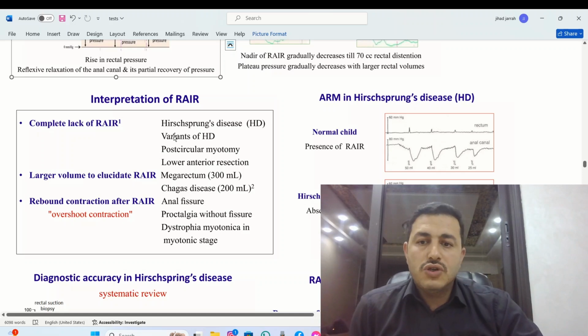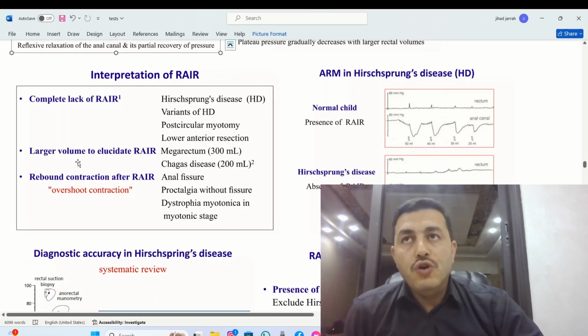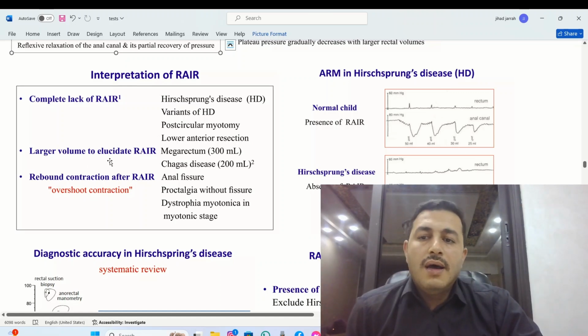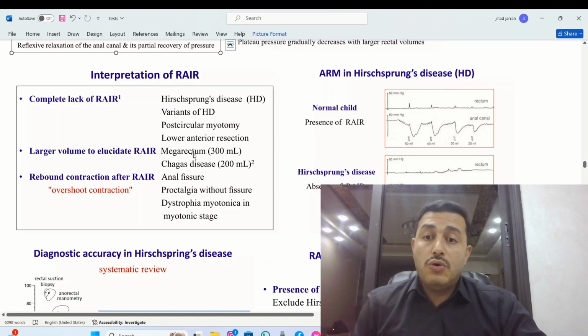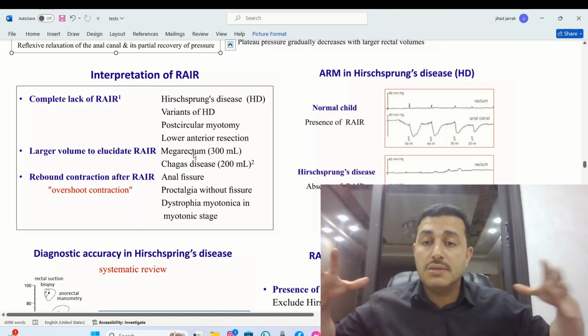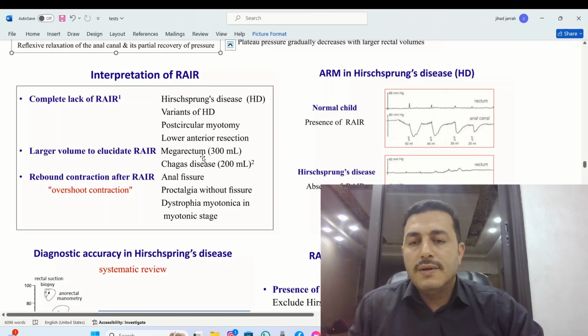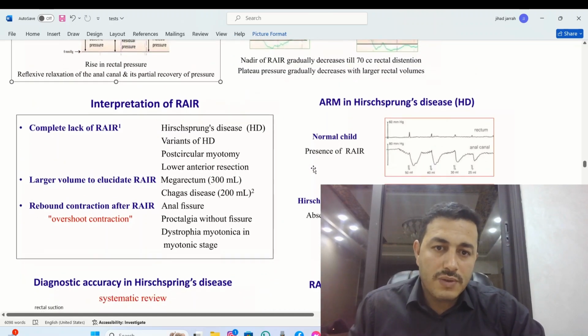Low anterior resection, if we are talking about a large volume needed to elicit or to reach the RAIR, so we are talking about megacolon. The colon is huge, so we need a lot of water, a lot of inflation to distend it. So megacolon, Chagas disease, it doesn't matter. We do not want to discuss this.